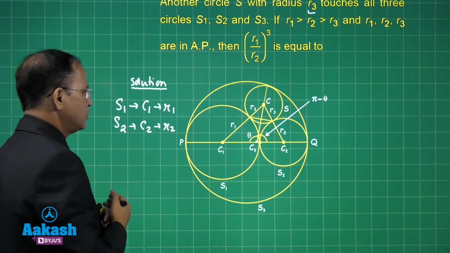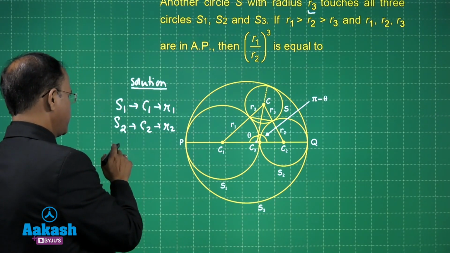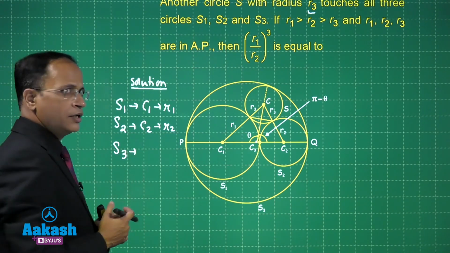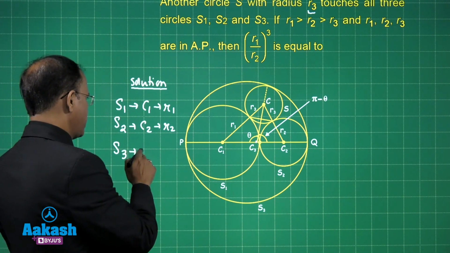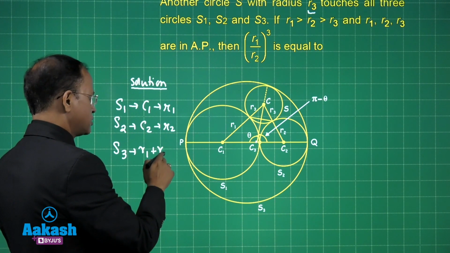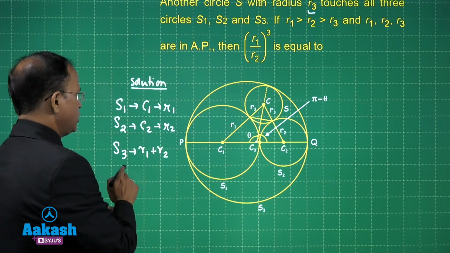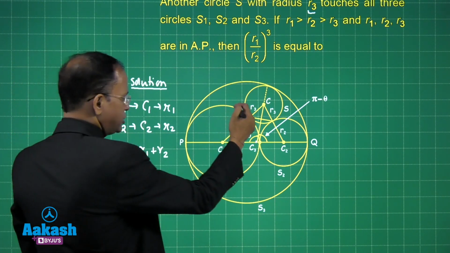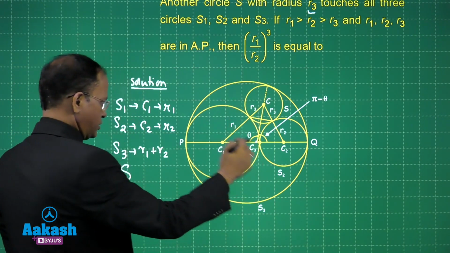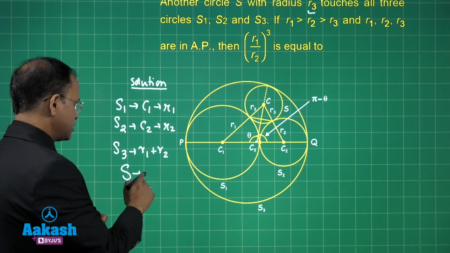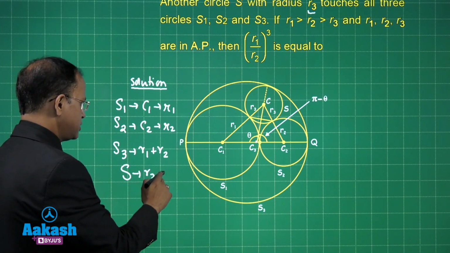Then we have the circle S3. So, if we talk about the circle S3, the radius is nothing but we have R1 plus R2, this is the radius we have. Then we have S as a circle which is touching all the 3 circles, right. So, that means we are talking about S to be, say radius, let me take it as R3 and the center is C.